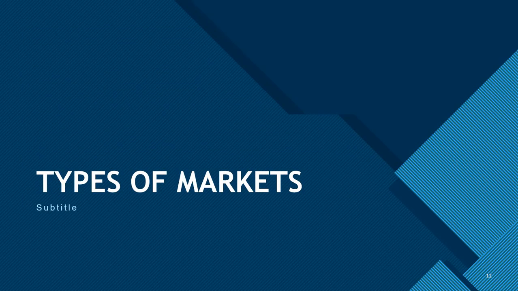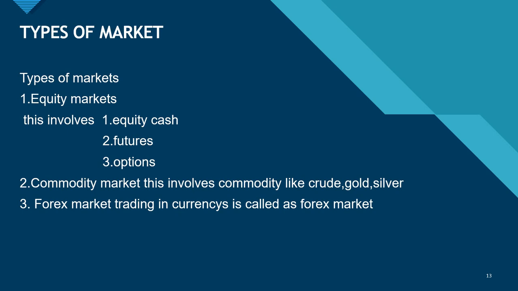So next, what are the types of markets? There are a few types of markets. One is the equity market. This involves equity cash, futures, options. Next one is commodity. Commodity means trading in copper, crude oil, silver, gold, etc. Third one is the forex market. Forex market means trading in currency. We cannot directly trade in the forex market in India, because in India only NRIs can trade in the forex market legally. Though some are trading with NRI accounts and offshore brokers, we do not recommend doing so.